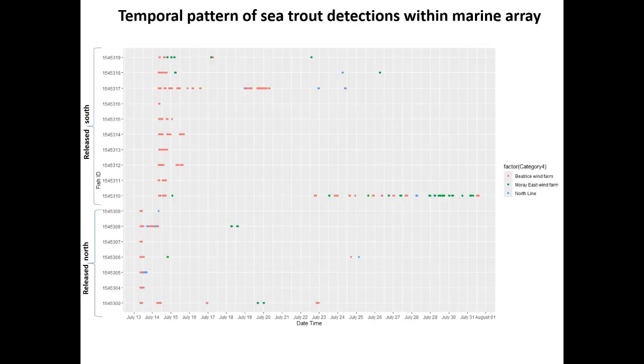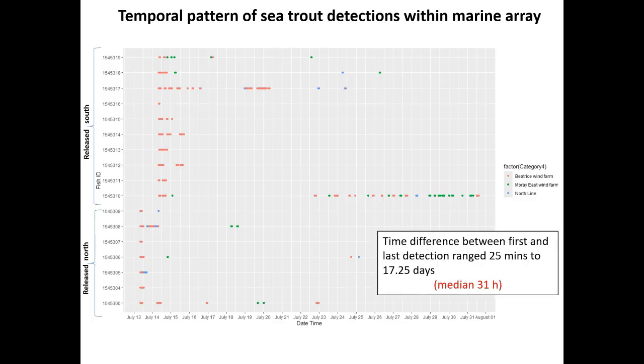This is an abacus plot of the raw data with time along the bottom and individual fish ID up the side to illustrate that fish were leaving the site and coming back into the site, detected over an extended period. Indeed, the time difference between the first and last detection ranged between 25 minutes and 17.25 days.